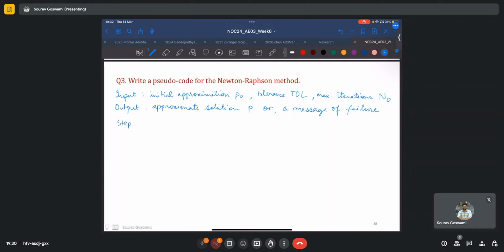So one way to do it would be that in the first step, we will start with our iteration counter. Then we place a condition on the iteration. So while the number of iterations is less than the maximum number of iterations allowable, we perform the following steps. Step 3 can be, we set p equals p0 minus f at p0 by f prime at p0.